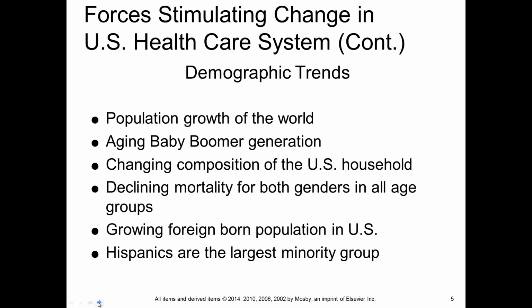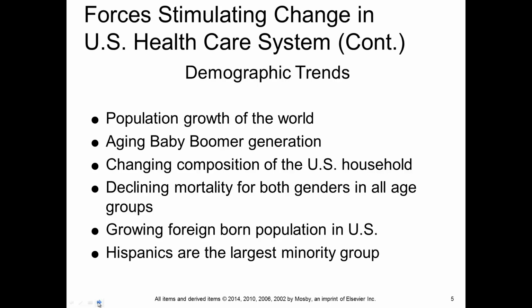We have changing composition in U.S. households. We have many more single parent families than we have ever had before. 66% of African American families are led by single female members as head of the household. Also, Native Americans have a high amount of single women who lead the household.